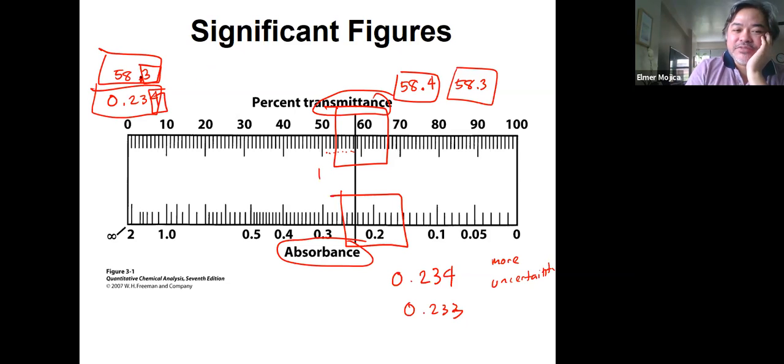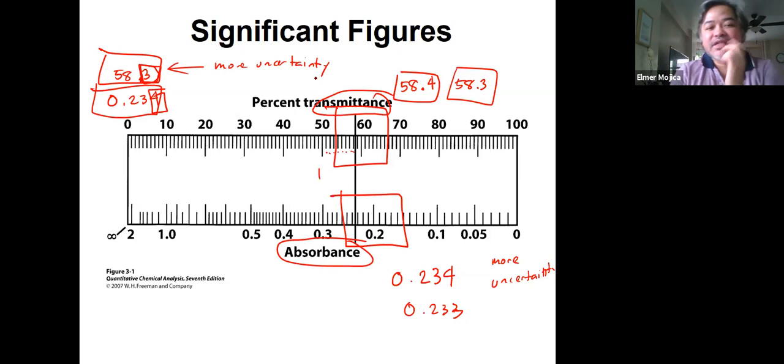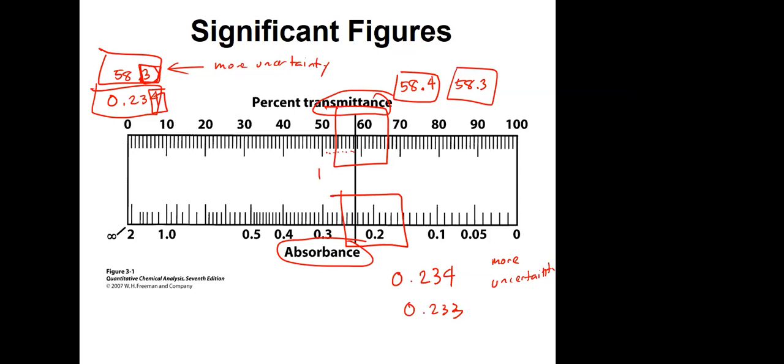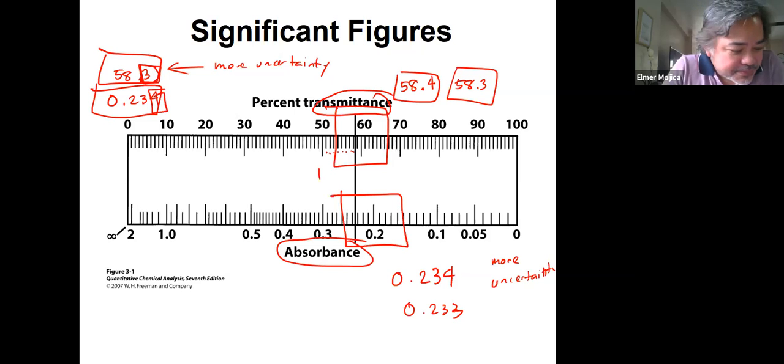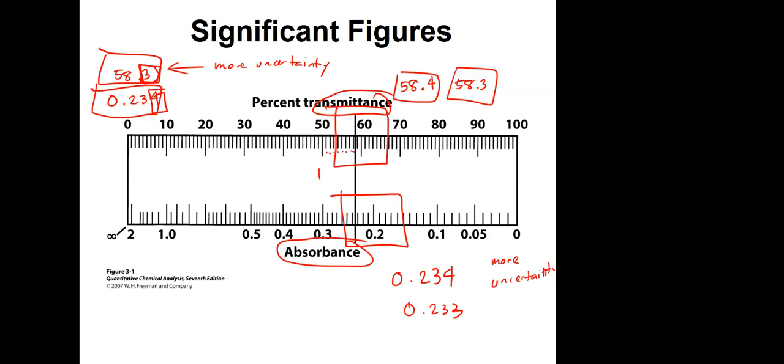And if you look at the decimal place in the tens compared to this one, which is 1,000, this has more uncertainty. Wait, can you explain that one more time? Can you explain how that's more?